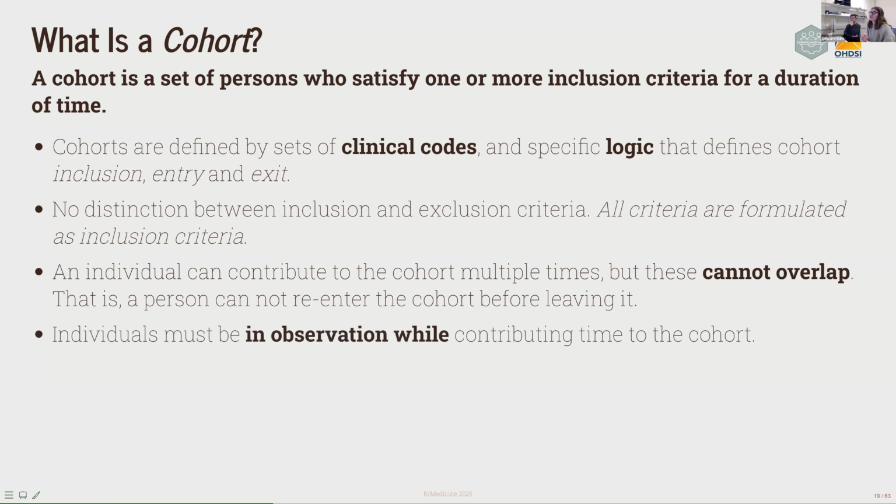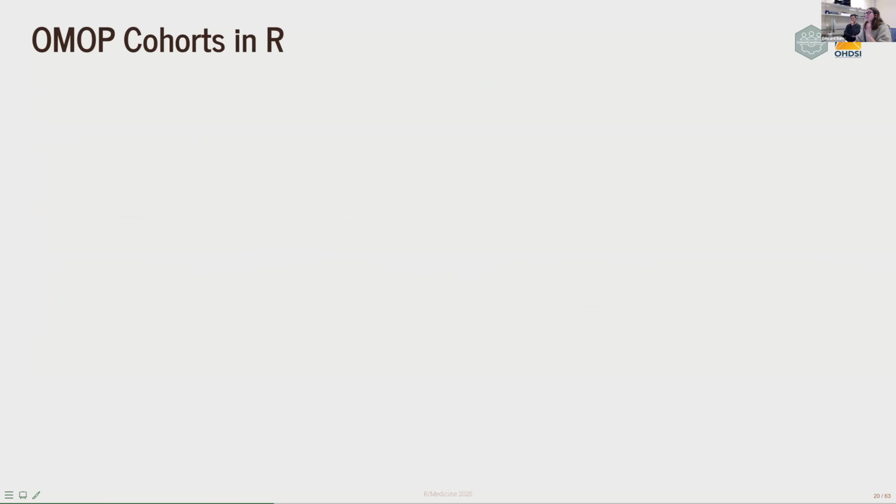And finally, in OMOP, individuals can only contribute to a cohort while they are in observation in the database. So basically, it's while they are in the observation period table that Ed mentioned before. Otherwise, they cannot be in a cohort. So this is kind of the theoretical definition of cohorts in OMOP, but how do we see them when we work in R?